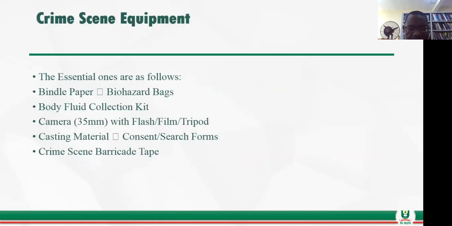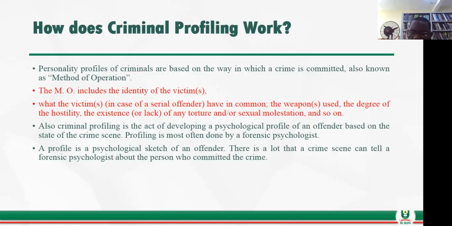Crime scene equipment. The essential ones are as follows. Binding paper, biohazard bags, a body fluid collection kit, a 35 millimeter camera with flash, film, and tripod. Also, other equipment includes casting material, consent search forms, and crime scene barricade tape. These are the main equipment expected to be used at the crime scene.